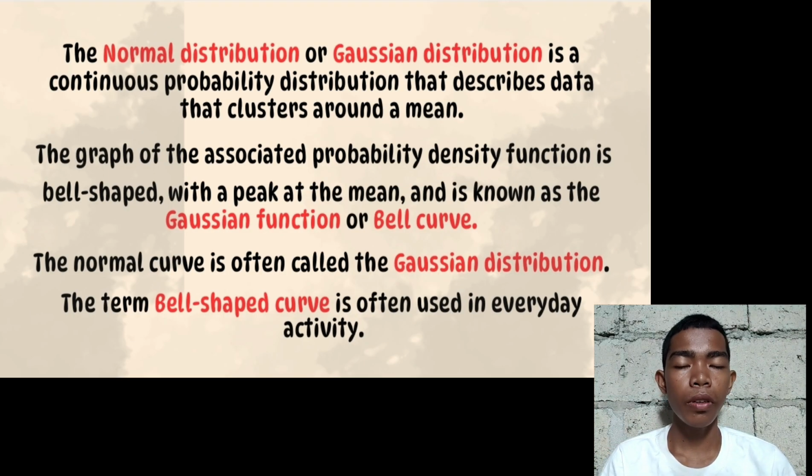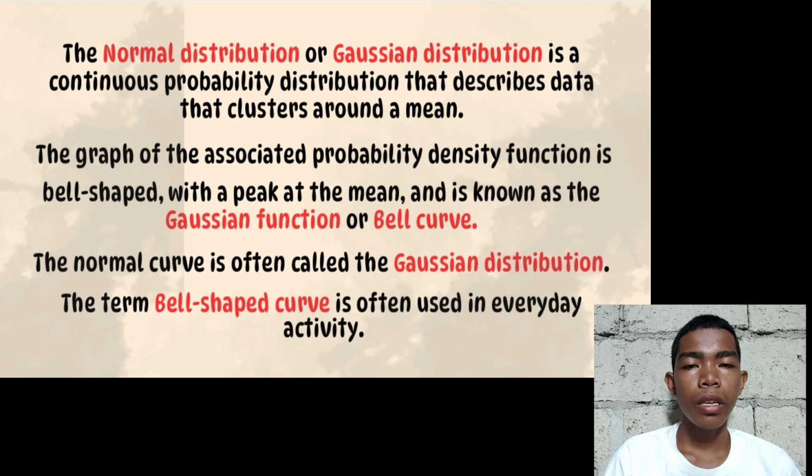So, the normal distribution or Gaussian distribution is a continuous probability distribution that describes data that clusters around a mean. It is a way to show how data is spread out. In simple words, it shows that most values are close to the average mean and fewer values are found as you move farther away from it.